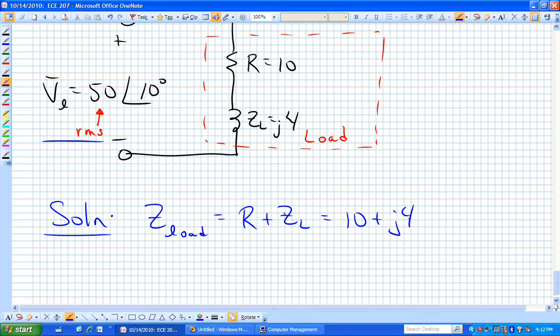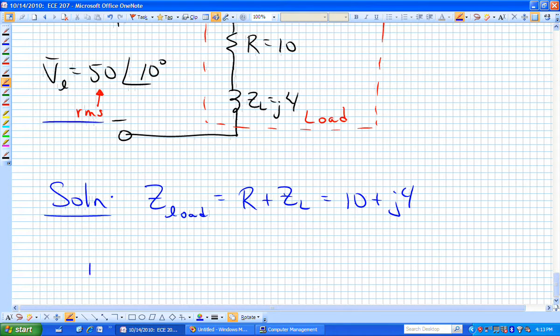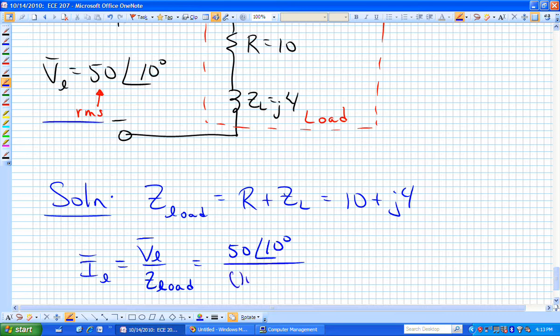And I have the voltage dropped across that load, which means I can pretty easily find my current. That's just this generalization of Ohm's law. V is equal to ZI. Or if I solve that for current, my current phasor is now my voltage phasor divided by Z load, or Z sub L. And this is now 50 at 10 degrees. That was given. And we divide that by this complex number, 10 plus J4.